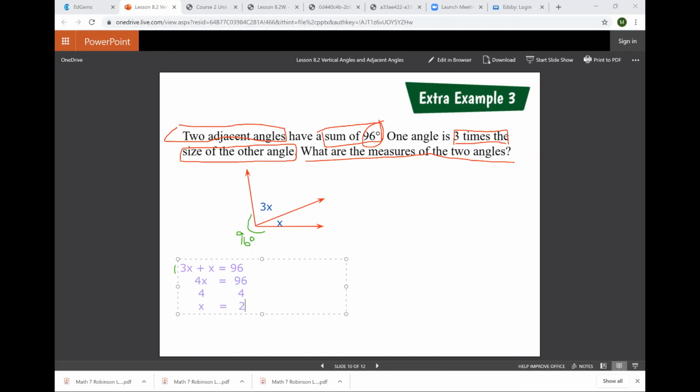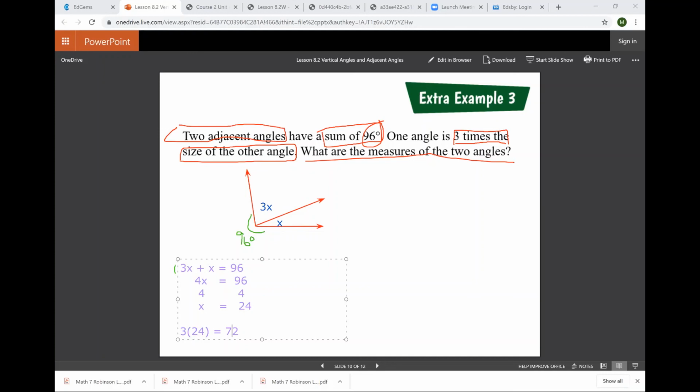So now I have a 1, bring down the 6. I have 16. How many times is 4 going to 16? 4 times. 4 times 4 is 16. 16 minus 16 is 0, so x equals 24. So now to figure out what this angle right here is, what the 3x angle is, I have to do 3 times 24. You should have gotten 72. So 3 times 4 is 12, write 2, carry the 1, 3 times 2 is 6, plus 1 is 7, so 72. There you go.